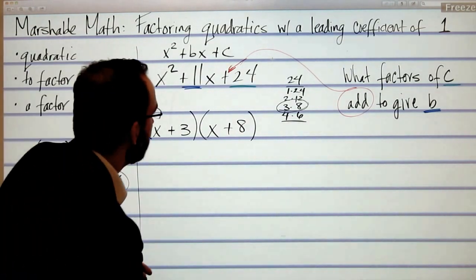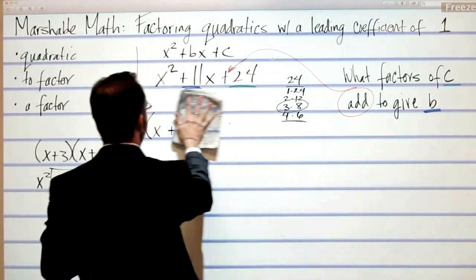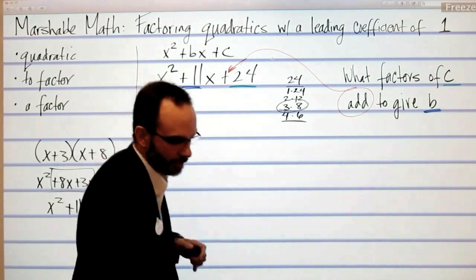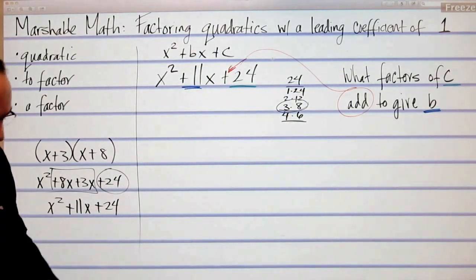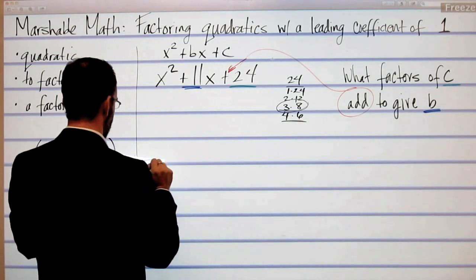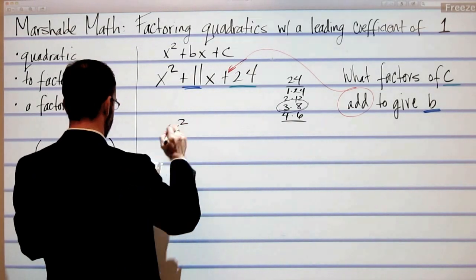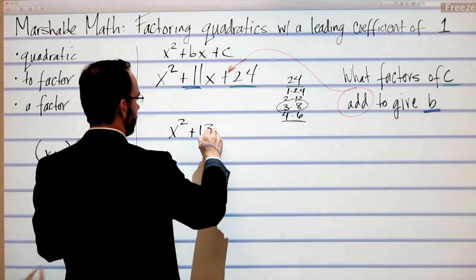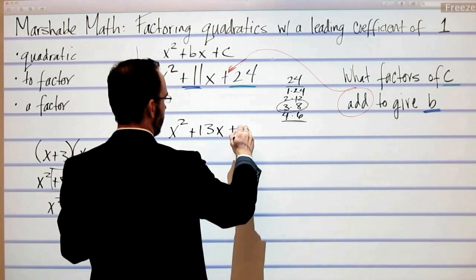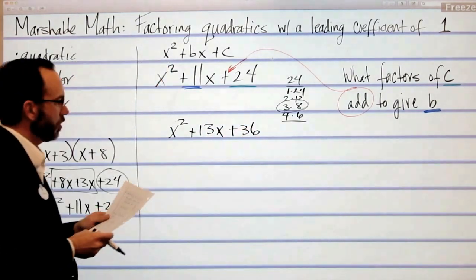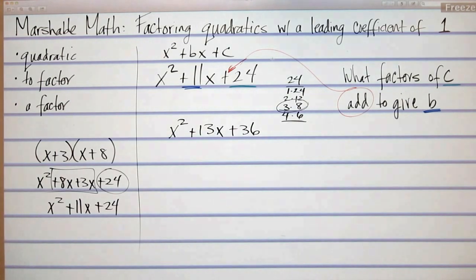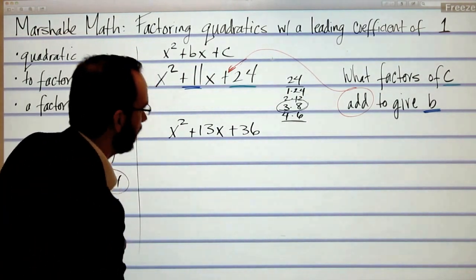So, let me erase this one here. I will leave that up as a reminder. Let me have you try this one on your own now. Let me have you try x squared plus 13x plus 36. So go ahead and try to factor that one. Press pause on the video, and I will give you a moment then to get finished.